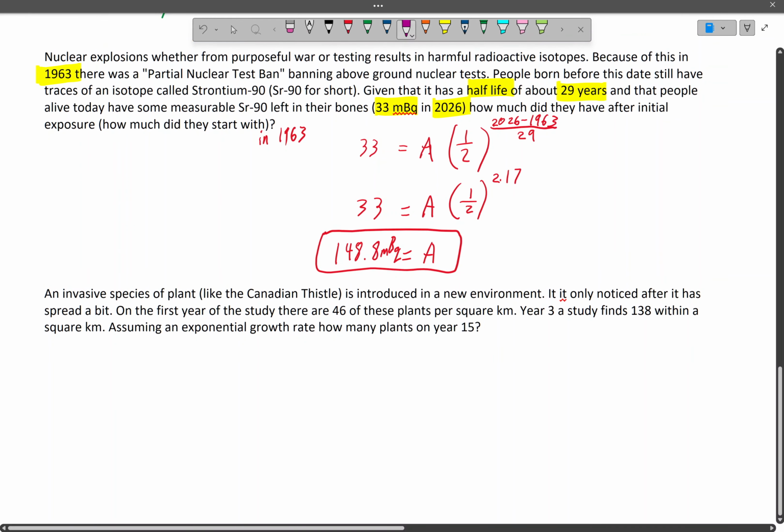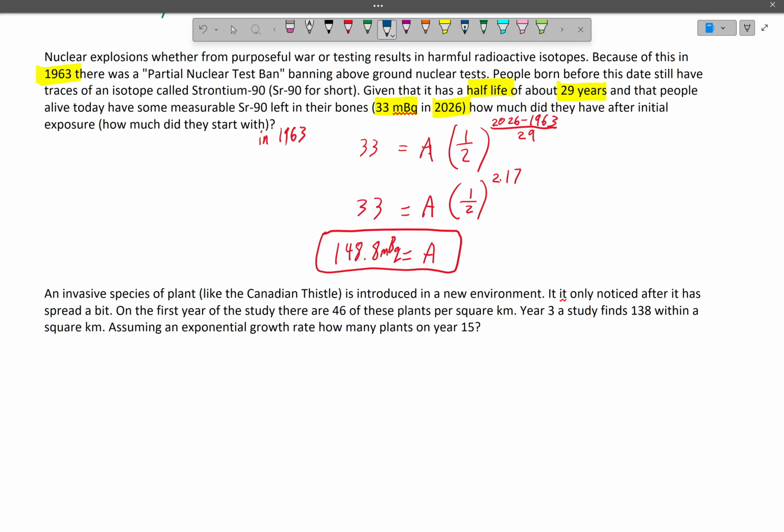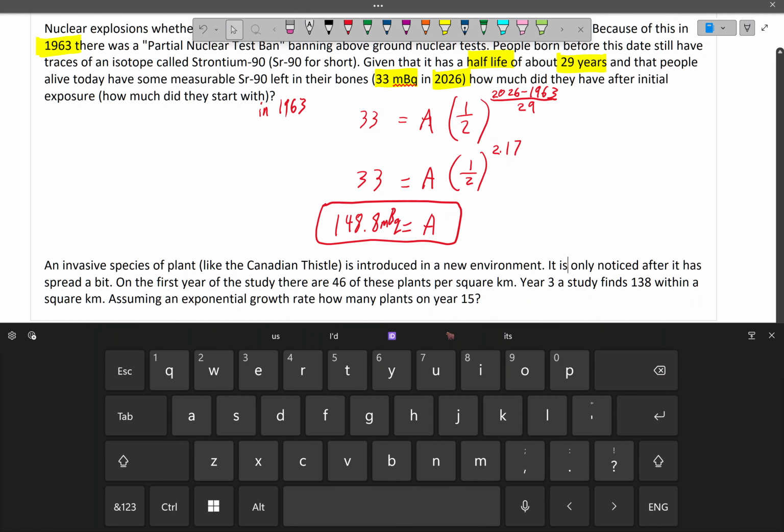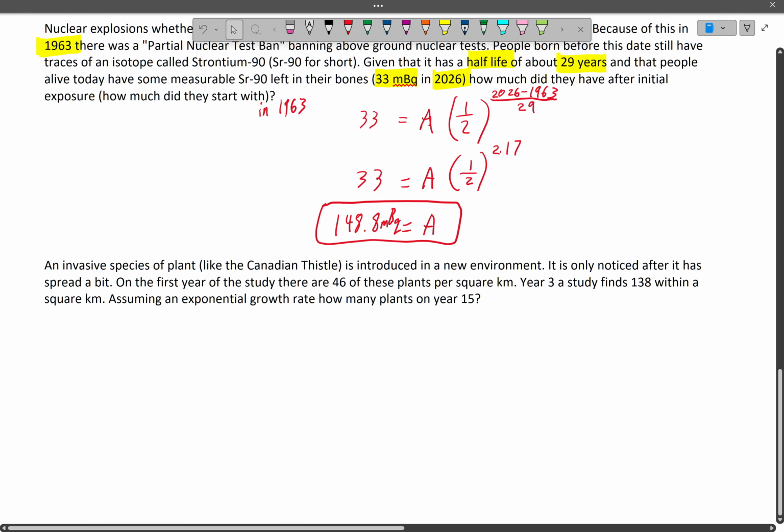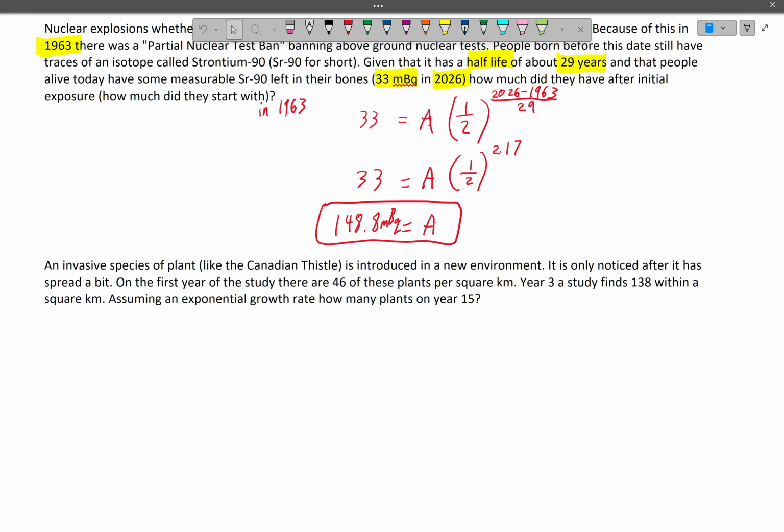All right, one more question we're going to do on this video, and then that'll be the end. An invasive species of plant, like the Canadian thistle, is introduced in a new environment. It is only noticed after it has spread a bit. So on the first year of the study, there are 46 plants per square kilometer. In year 3, a study finds 138 within a square kilometer. Assuming an exponential growth rate, how many plants on year 15?